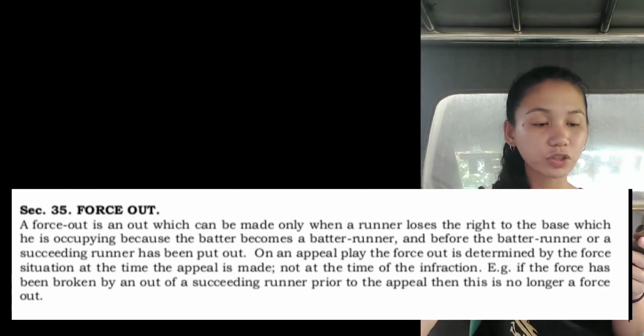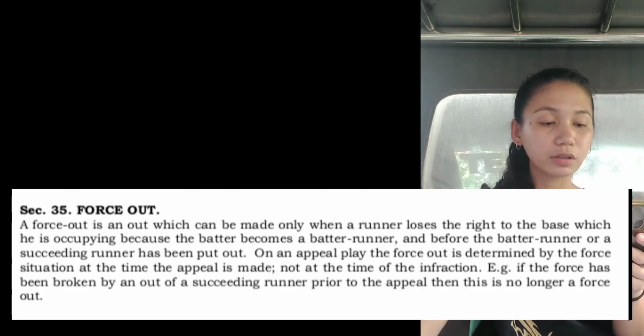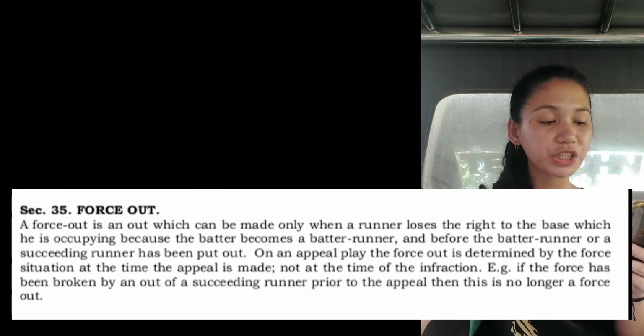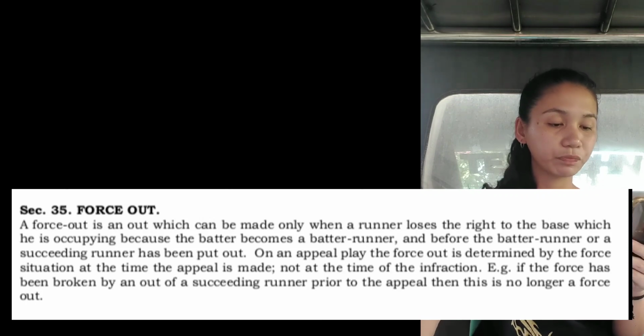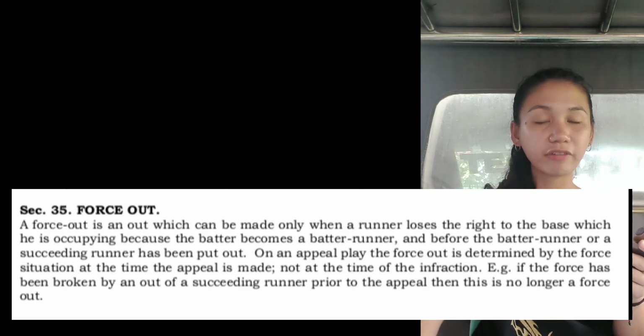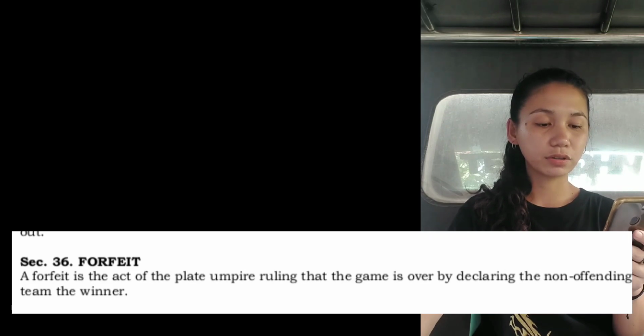So let's move on to Section 35, force out. A force out is an out which can be made only when a runner loses the right to the base which he is occupying because the batter becomes a batter runner, and before the batter runner or a succeeding runner has been put out. On an appeal play, the force out is determined by the force situation at the time the appeal is made, not at the time of the infraction. So that is Section 35, force out.